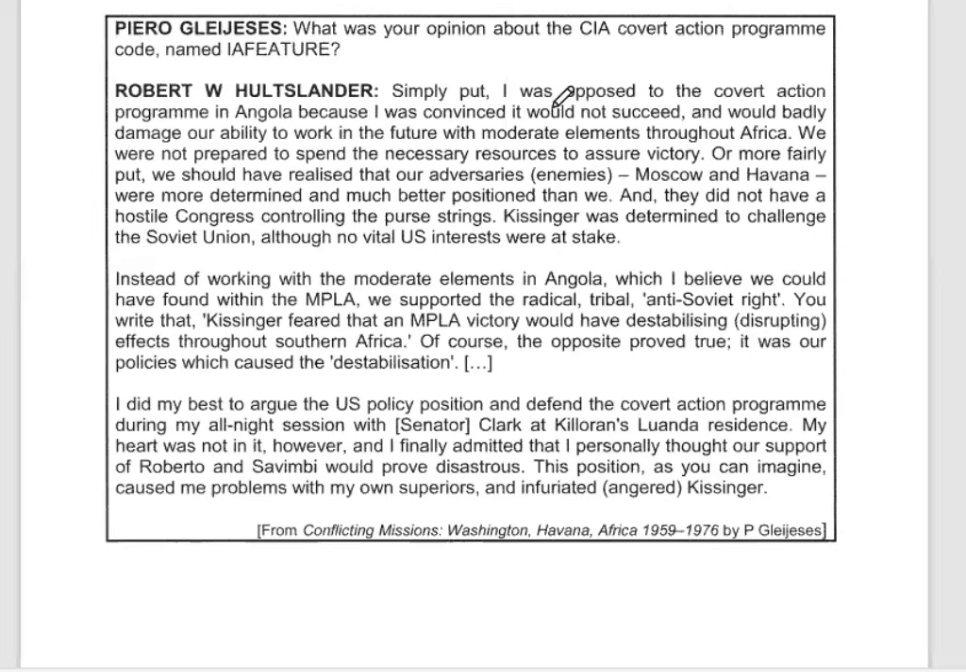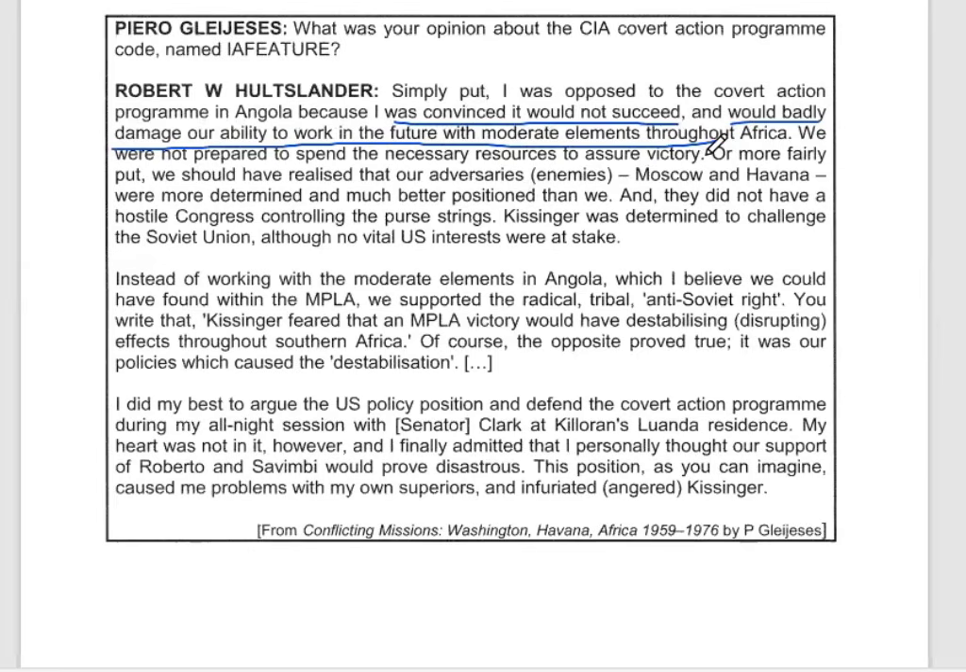It says, simply put, I was opposed to the covert action program in Angola because I was convinced, he was convinced, that it would not succeed. And also, it would badly damage our ability to work in the future with moderate elements throughout Africa. Those were the two responses to that question.